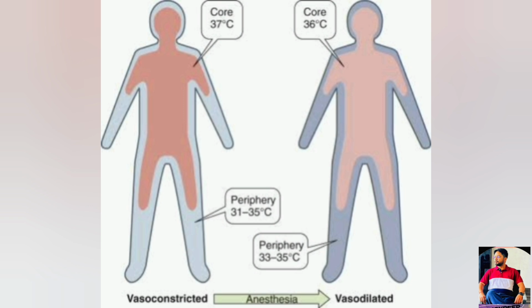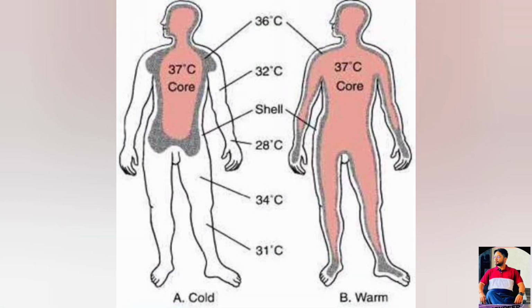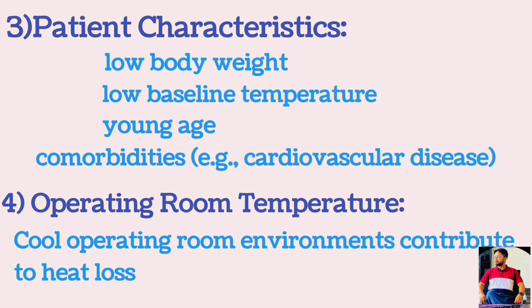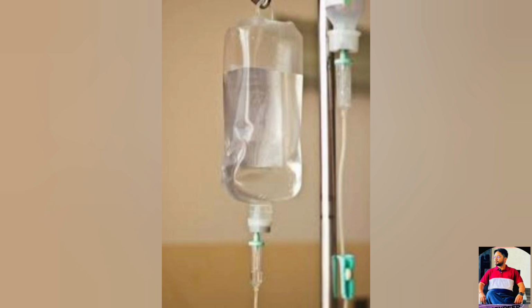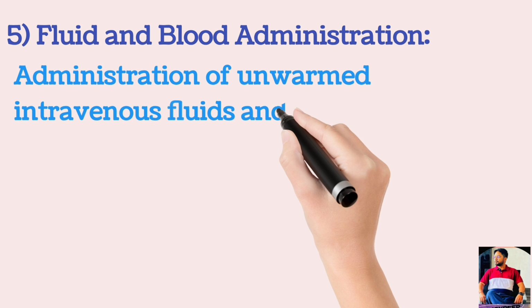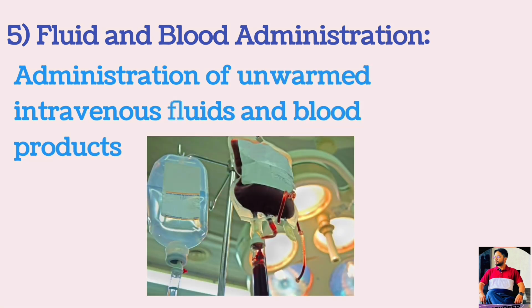A significant difference between the core and the peripheral body temperature can also contribute to shivering. Ideally, the core to peripheral temperature difference should be maintained below 4 degrees centigrade. Fluid management. Intraoperative fluid volume and the temperature of the fluid can play a role. Using unwarmed irrigation fluid can predispose the patient to hypothermia and shivering.